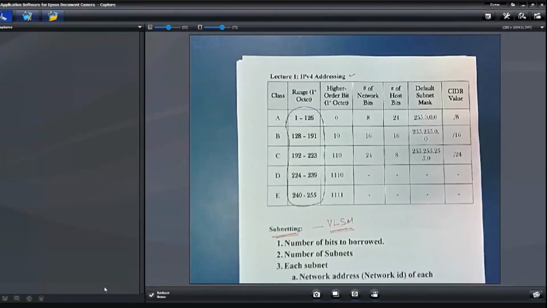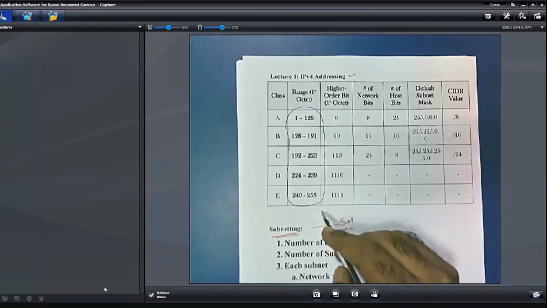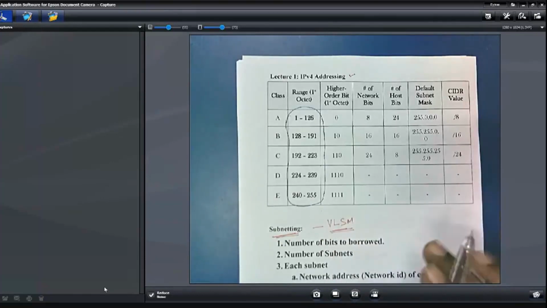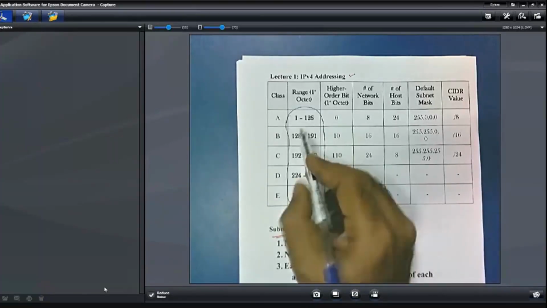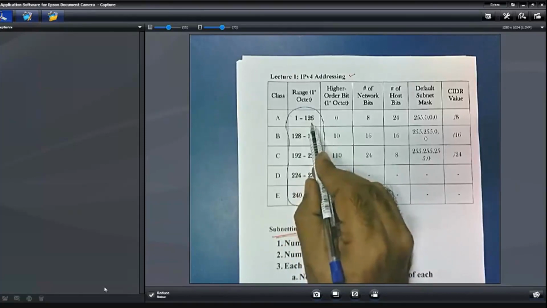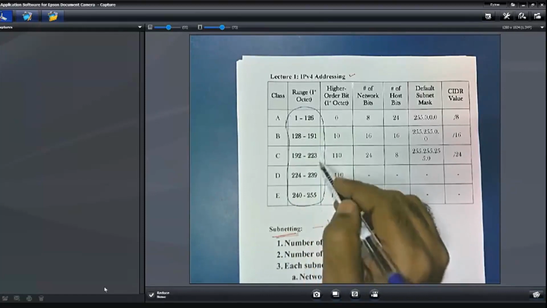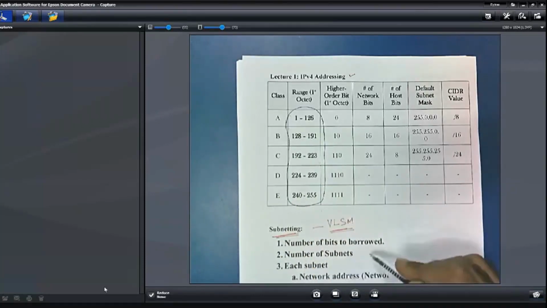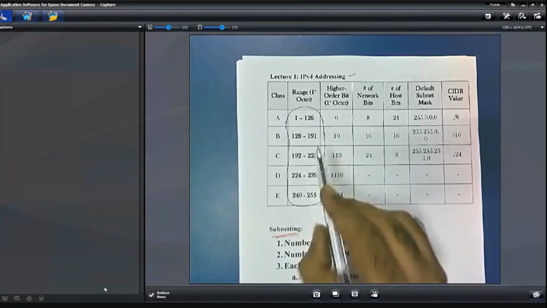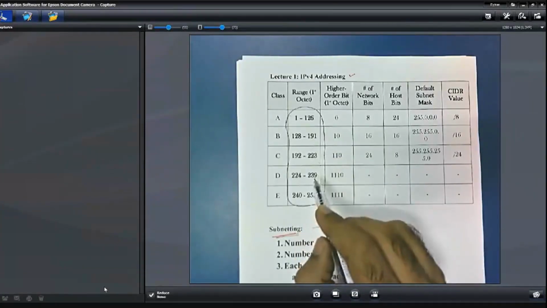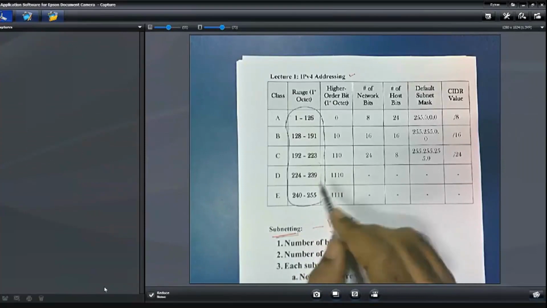So the range is very important. Please take a paper and write it. Class A, 1 to 126. If you don't know this range, and any problem comes in subnetting or VLSM, you will automatically make mistakes. Definitely you will make mistakes. So these ranges are very, very important. You must keep them in your mind.